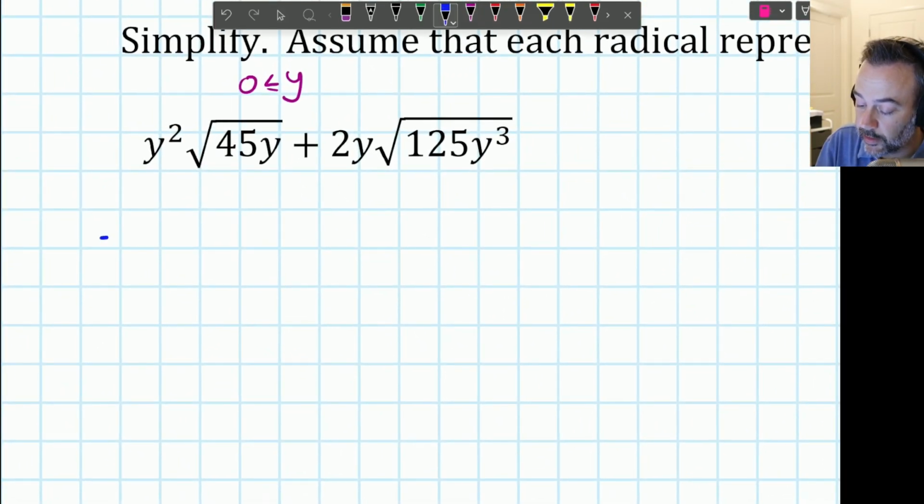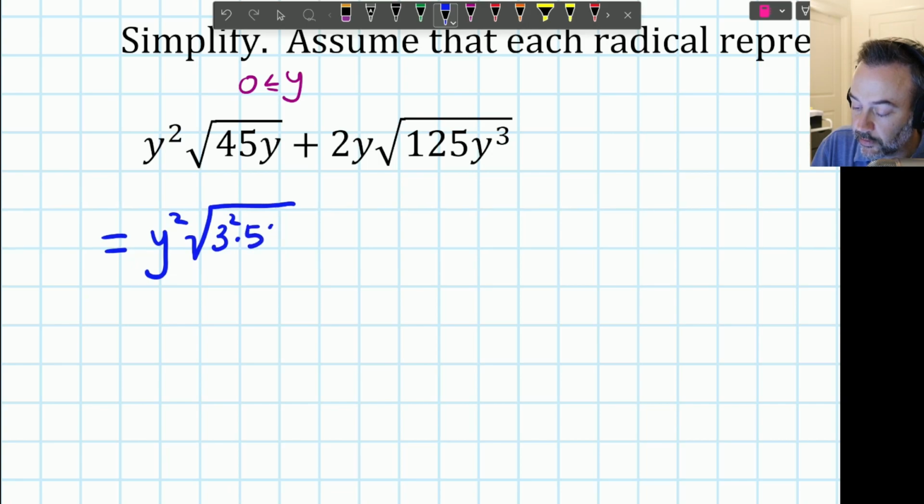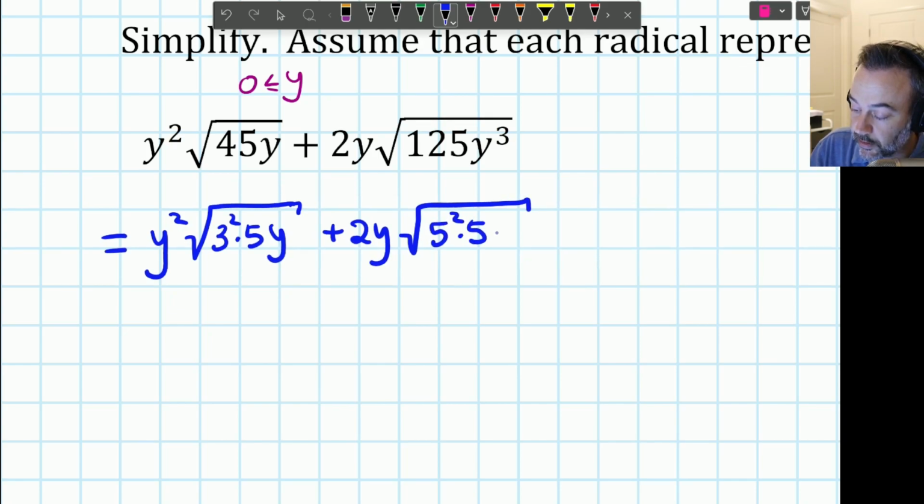Okay. So with that in mind, let's do the analysis. So we've got y squared square root of, now 45. 45 is 9 times 5, or 3 squared times 5, times y, plus 2y square root of, now 125 is 5 cubed, but I can put 5 squared times 5 times y squared times y. And I'm going to adjust my radical there a little bit to lengthen it and include this. We were not able to add the terms together at the beginning, and we still can't add them because the variable terms don't look the same yet. At least it's not clear.